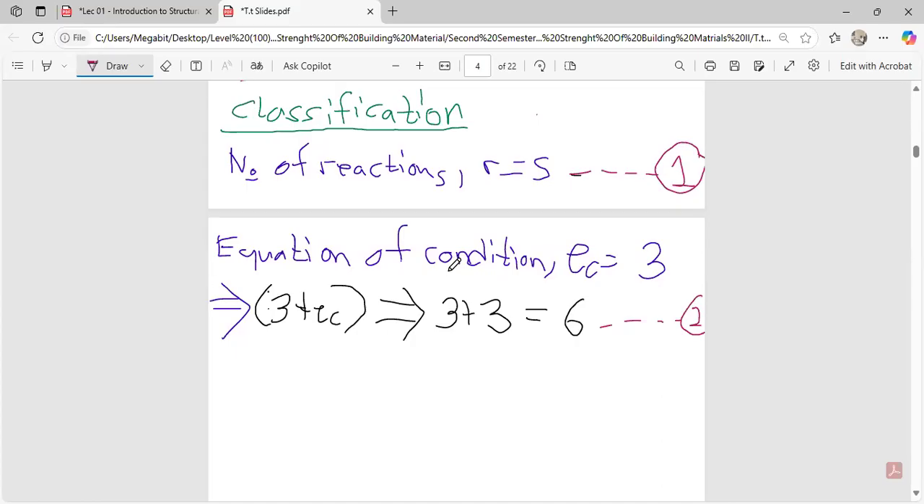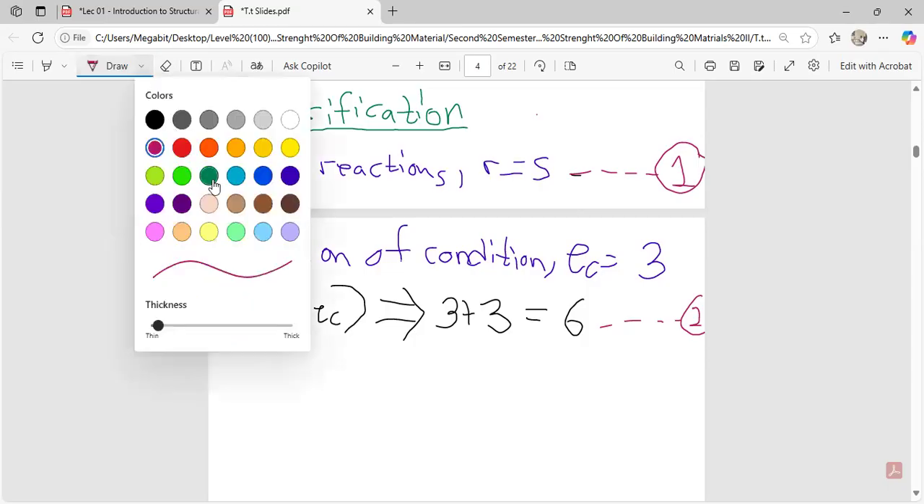Okay, and the only comparison you can make between equation 1 and equation 2 is that you realize that your R is 5. Okay, and this has led to what? A total number of 6. So at the end of the day, the structure is going to become what? Unstable, because your 3 plus EC, which is your constant, is more than the reaction. Can you see what I'm saying?